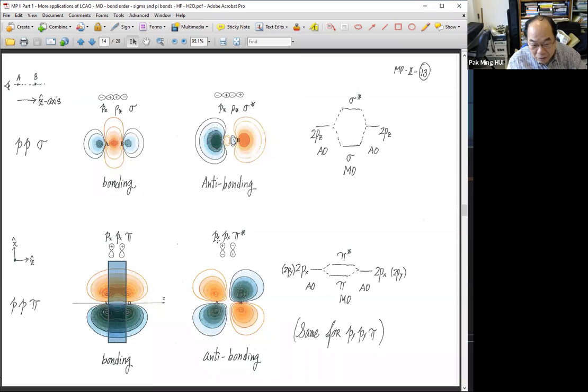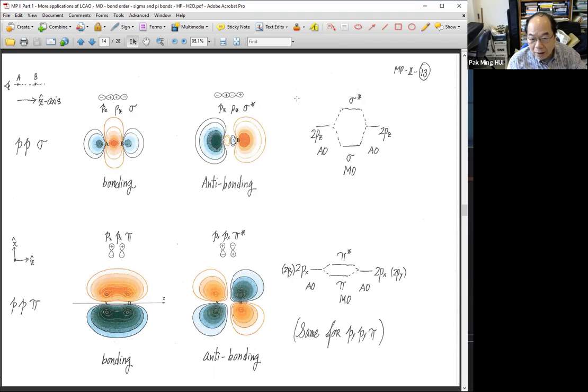The other case, when plus loop meets minus and minus meets plus down below that, then the cancellation ensures you have a nodal plane in the middle, it is 0 in the middle, okay? And then this is a PP pi bond, but it is anti-bonding. It has a higher energy. So it is lower energy, this is higher energy.